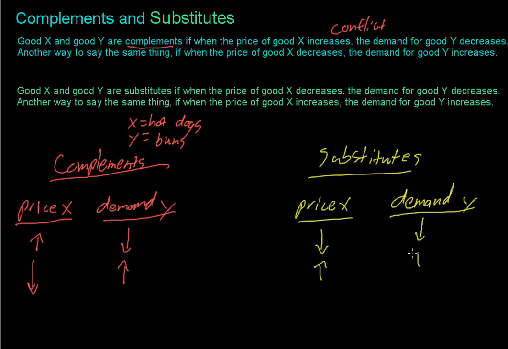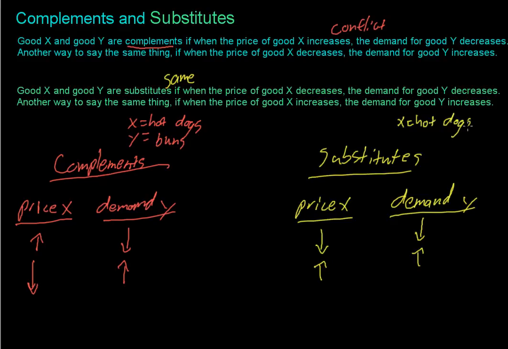And so the way that I remember this is substitutes starts with an S, and that's the same thing that the word same starts with. So substitutes move in the same direction. If the price of x goes down, the demand for y goes down, and if the price of x goes up, the demand for y goes up. So substitutes are goods that can replace each other, and the really obvious one is hot dogs and hamburgers.